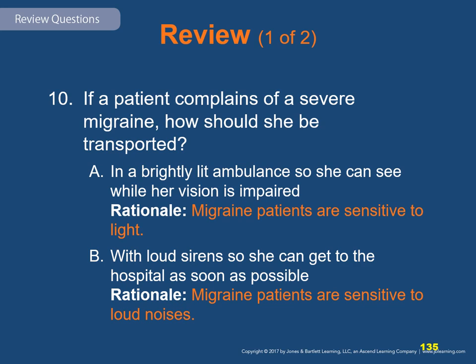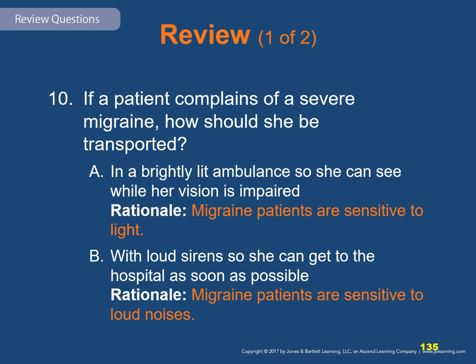Let's look at the other answers. If they complain of a migraine, how should they be transported? In a brightly lit ambulance so that she can see while her vision is impaired. So in other words, send her in a brightly lit ambulance. She's light sensitive, so her vision is impaired. So why would you stick her in a bright light ambulance? Obviously, that's not correct.